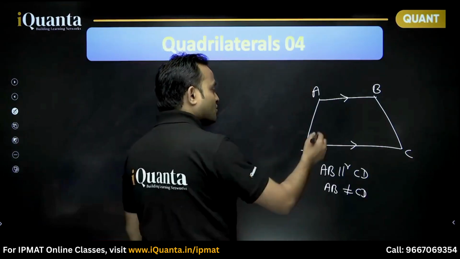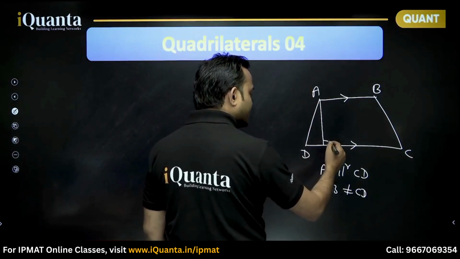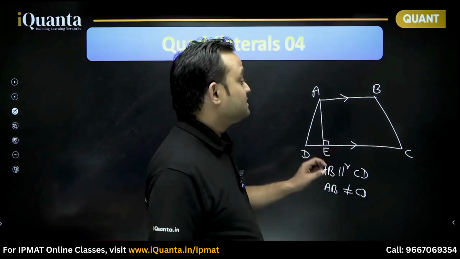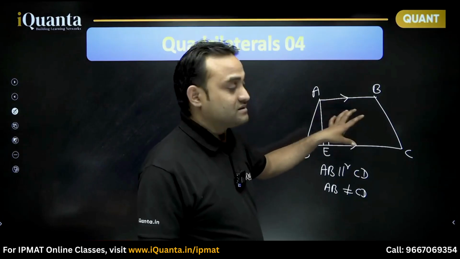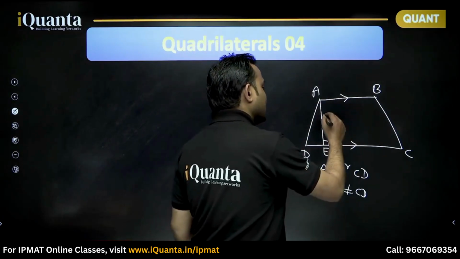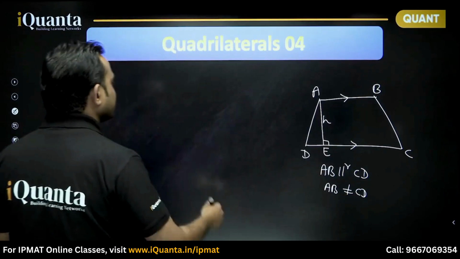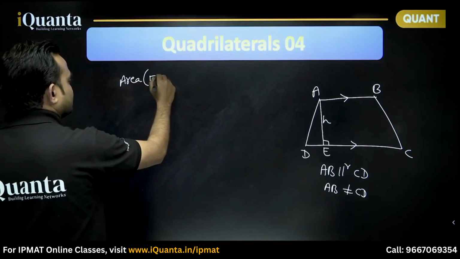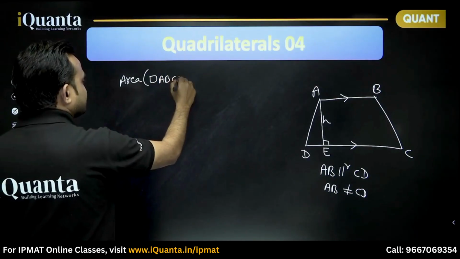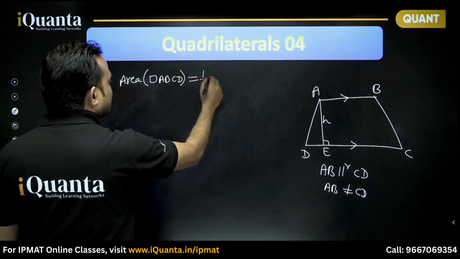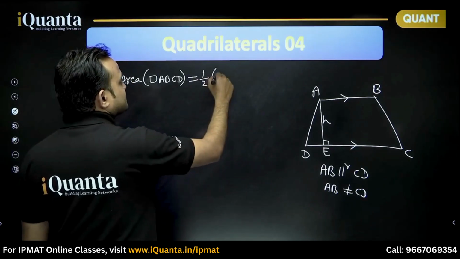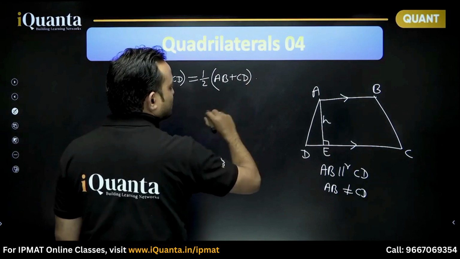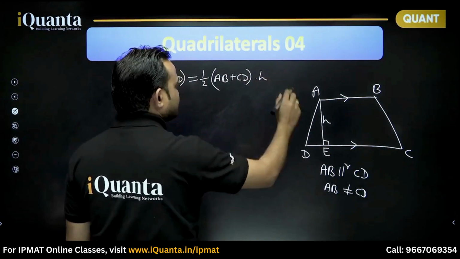Now, if I draw a perpendicular height from point A to CD, let's say this is E, which is also known as the distance between the two parallel sides. Let's say this is H. So what we can say is that the area of this trapezium ABCD will be equal to half of the sum of parallel sides, which is AB plus CD, into height H.